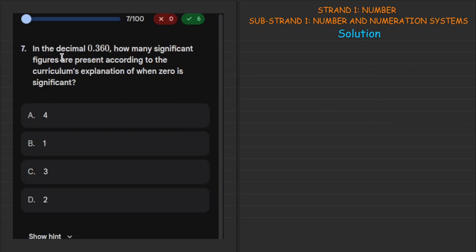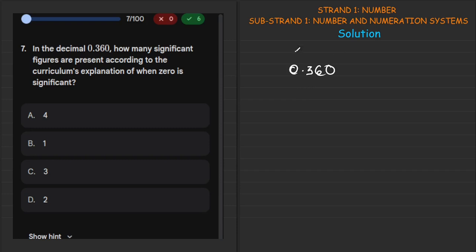Now this next one says in the decimal that is 0.360, how many significant figures are present? You see, all we want is the number of significant figures. So for 0.360, we know what significant figures are. First, all non-zero digits are significant. Secondly, leading zeros are insignificant. Third, trailing zeros are significant if they appear after a decimal point. And sandwich zeros are what?